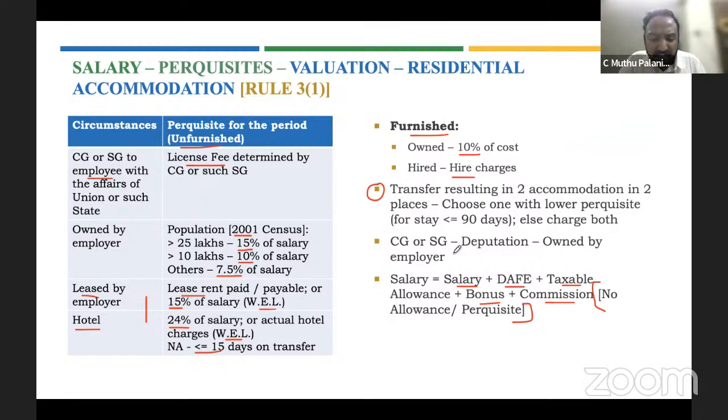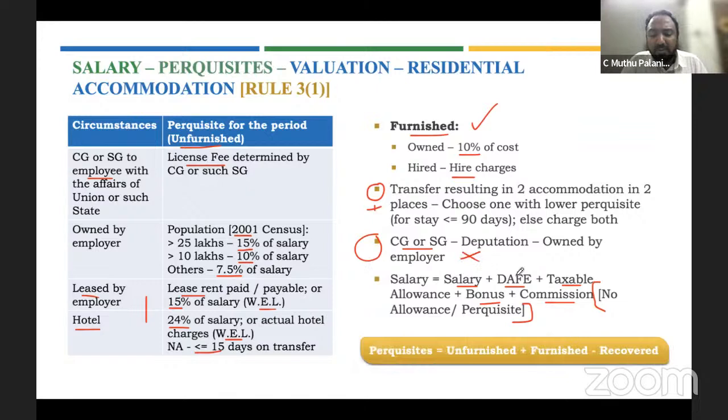And if the central or state government is deputing someone to anyone else, that property, the place where you are staying, will be assumed to be owned by the employer. This is also not much important. So what is important is only this furnished. So I'll take this alone. I'll not cover these two because they're not that important. We'll leave this.